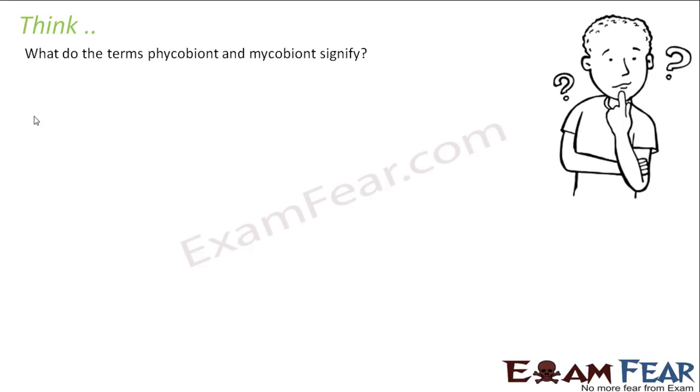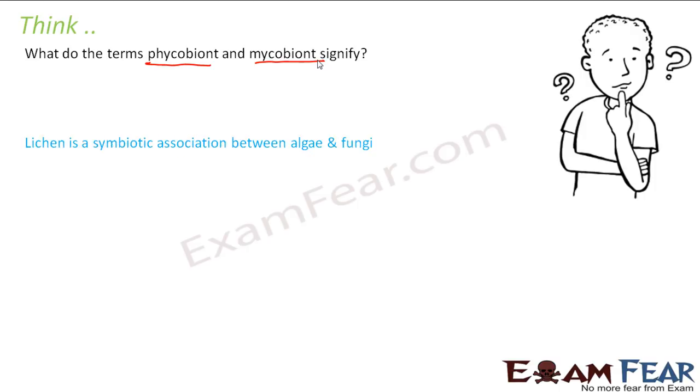What do the terms phycobiont and mycobiont signify? Now you remember we spoke about lichen. So what was lichen? It was a symbiotic association between algae and fungi where both of them get benefit from each other. Right? So what was the benefit that they were getting? The algae was preparing food for the fungi and the fungi was giving shelter to the algae.